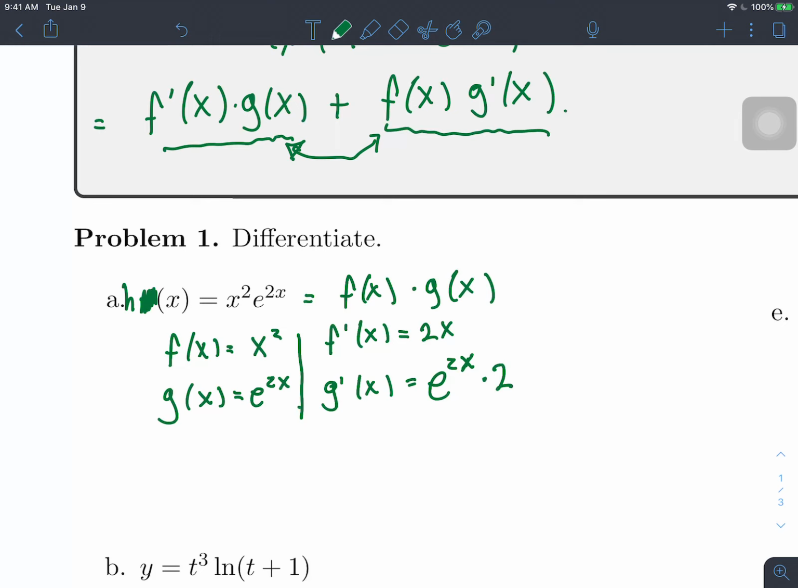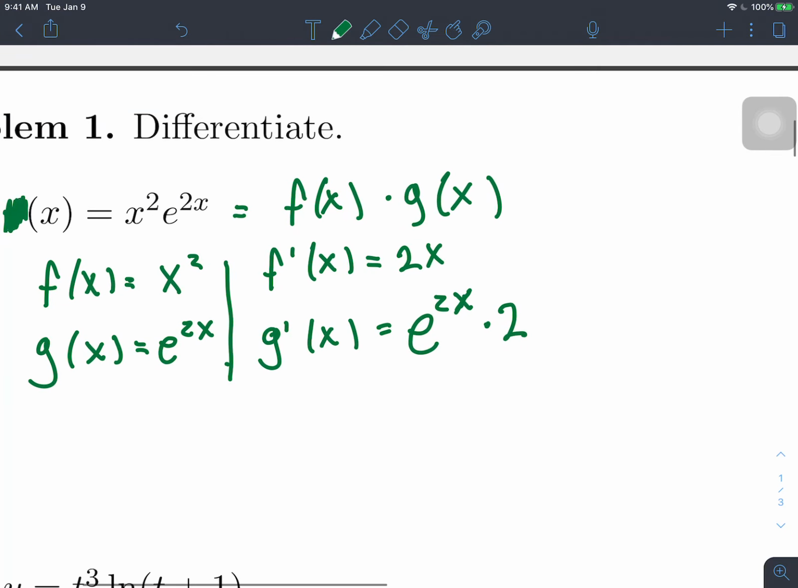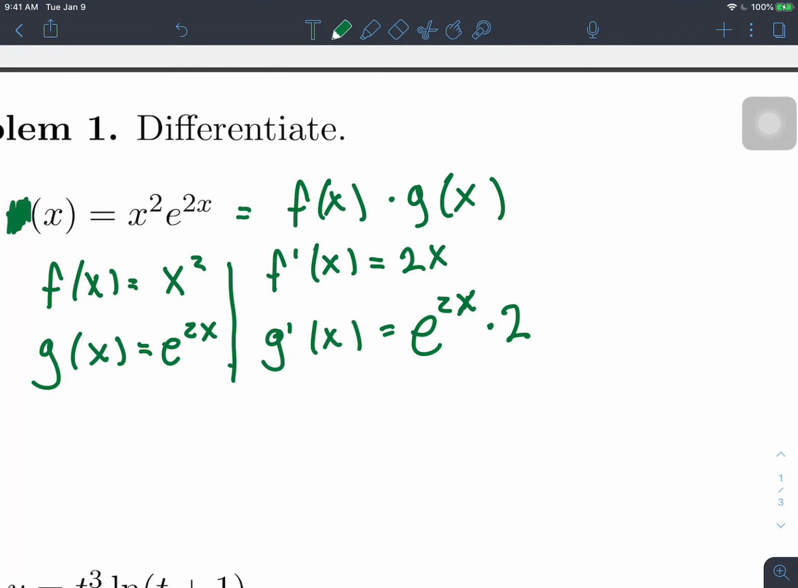That's good. E to the kx could also be thought of as an application of the chain rule. Okay, so that's a good point. We could use the e to the kx rule and just use that one rule. We did learn that in class.